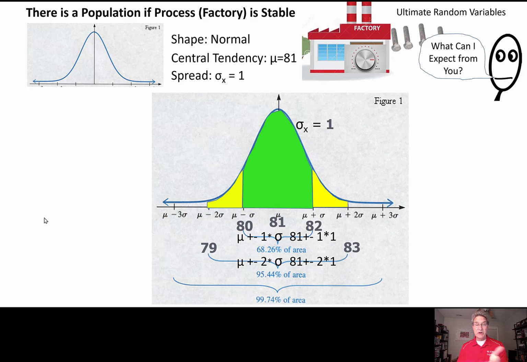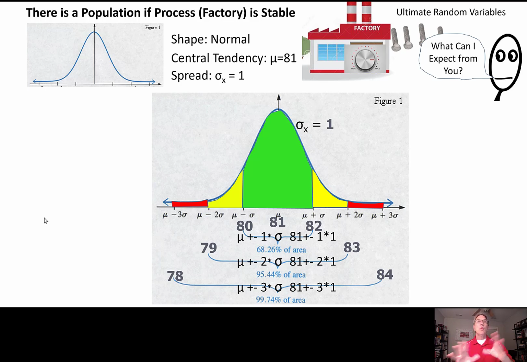95.44% of the time, we're going to be 79 to 83. And 99% of the time, we're going to be 78 to 84. Again, if we're not talking about going to jail, if being out 0.13% of the time is okay for whatever decision we're making, bam, we know what we need. If we need a minimum, we got 78. If we need a maximum, we got 84.